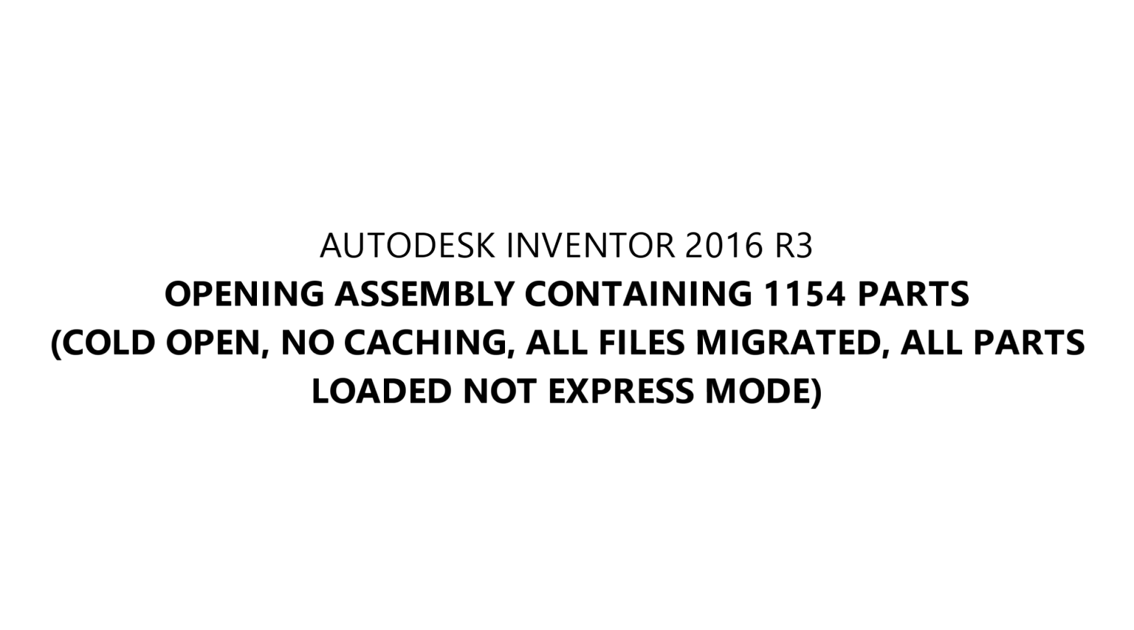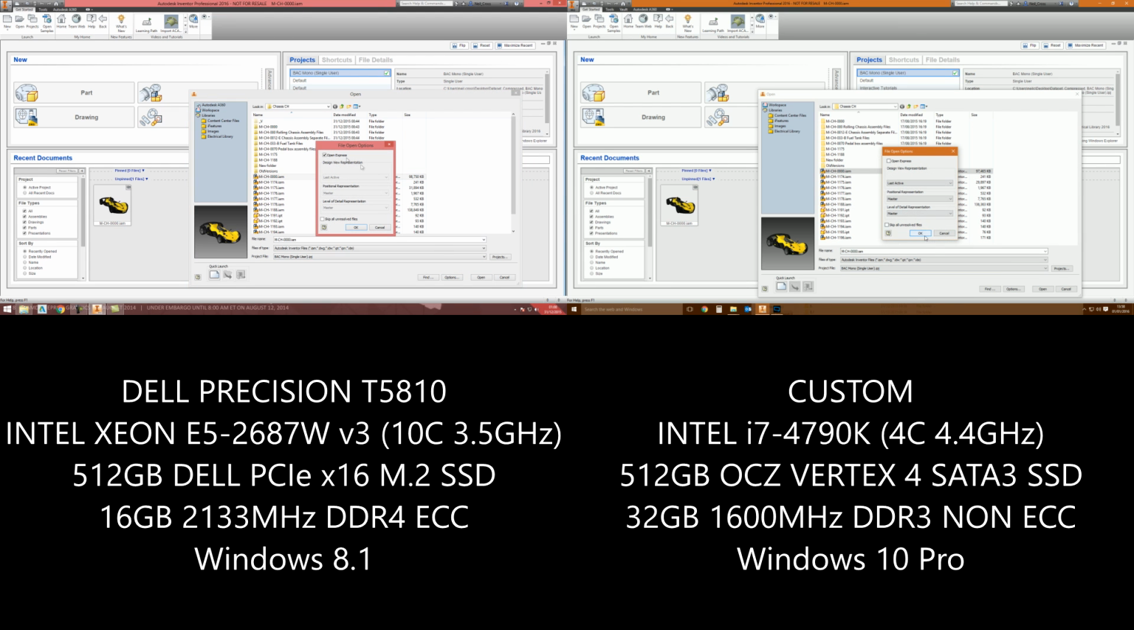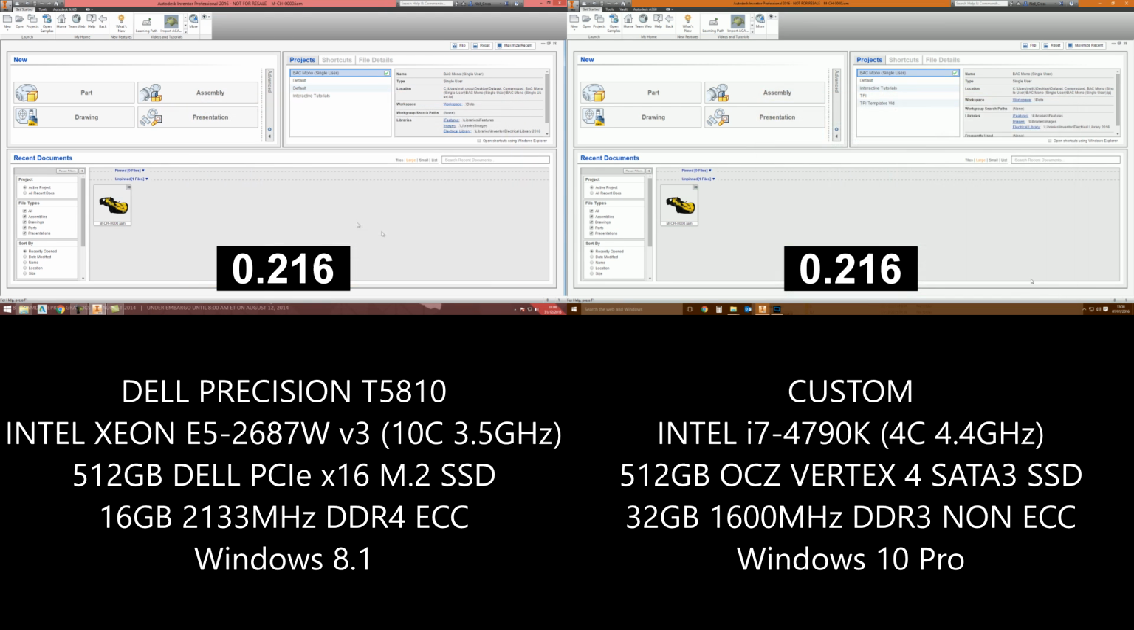Benchmark number 2 is really getting into it now, so we're opening up an assembly containing 1,154 unique parts, cold open from reboot, nothing's cached, everything's migrated, saved and updated, loading it into full mode, not express mode. The two assemblies are absolutely identical across the two PCs, it's the exact same dataset in the same state.